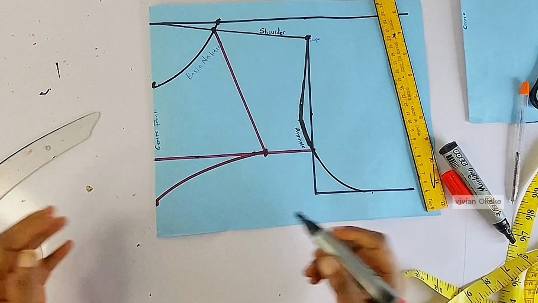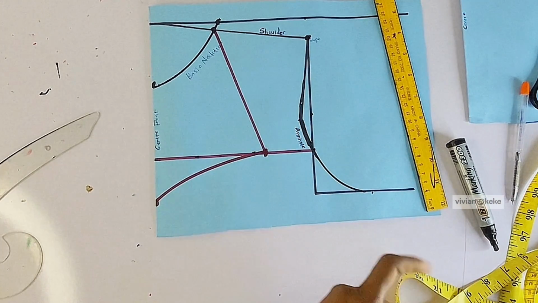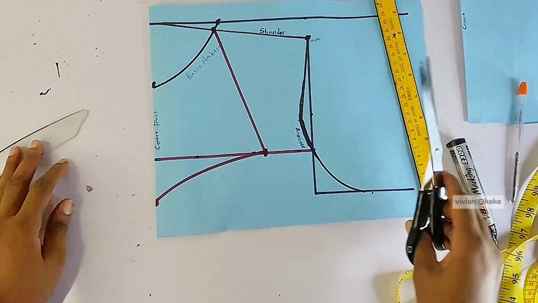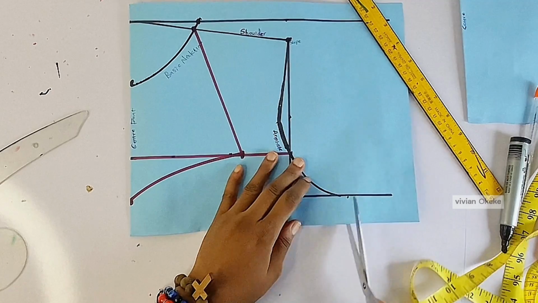And voila, we have a Queen Anne neckline, a dartless Queen Anne neckline. Again, this is for illustration purposes. I am going to cut this out so we get to see what it looks like.